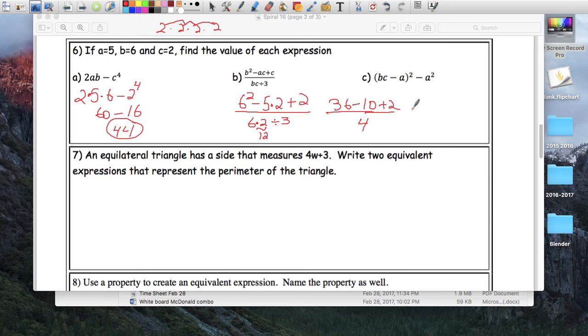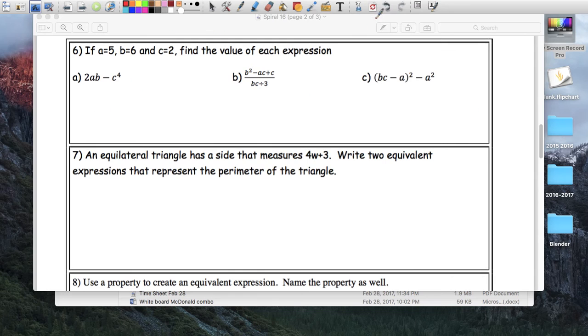So on the top, 36 minus 10. Don't do 10 plus 2 because it's subtraction. Okay, left to right. We're doing left to right, so subtraction came first. So 36 minus 10 is 26, and 26 plus 2 is 28, so you have 28 over 4, and that simplifies to 7. 28 divided by 4 equals 7. Okay, and that's B.